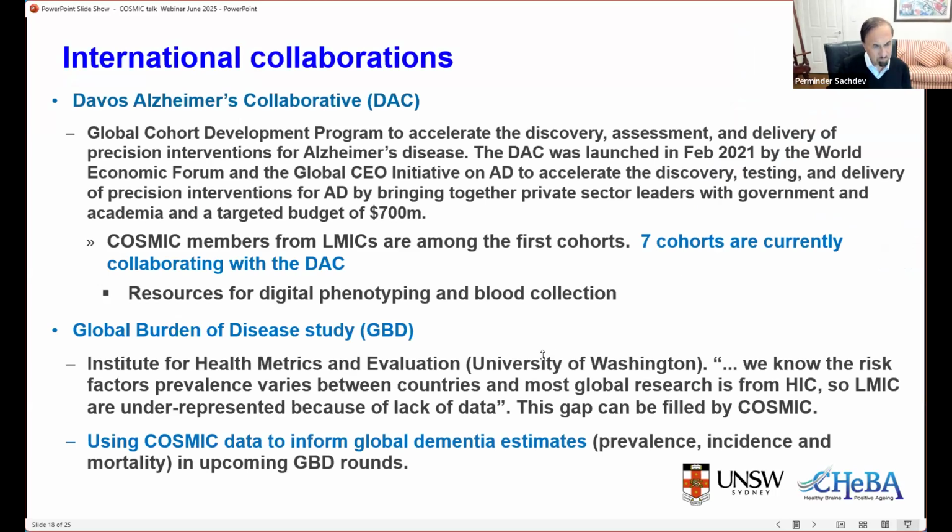Our collaboration that is becoming productive is with the Global Burden of Disease study at the IHME in the University of Washington, Seattle, where we are looking at global estimates of prevalence, incidence, as well as risk factors.